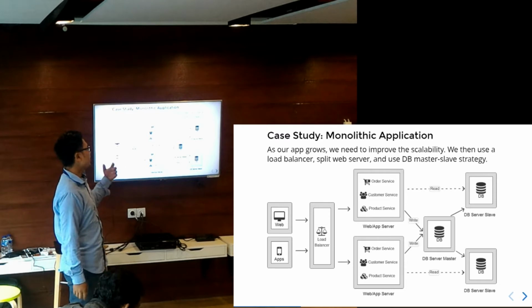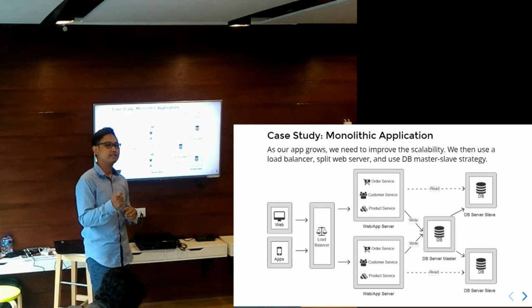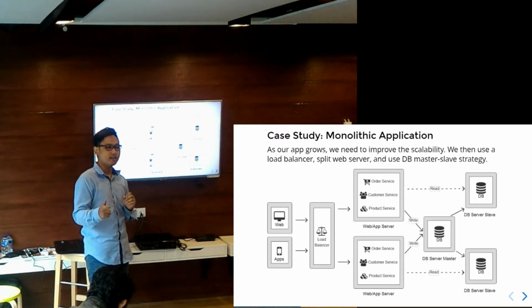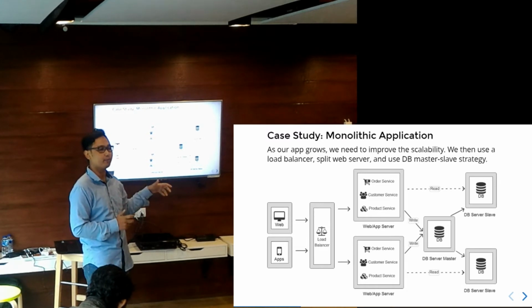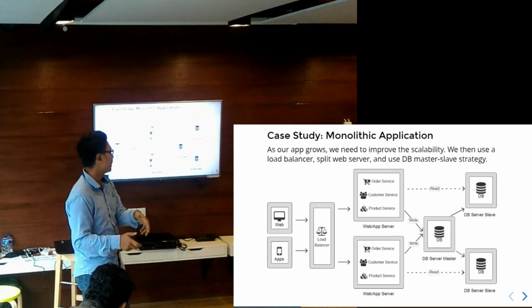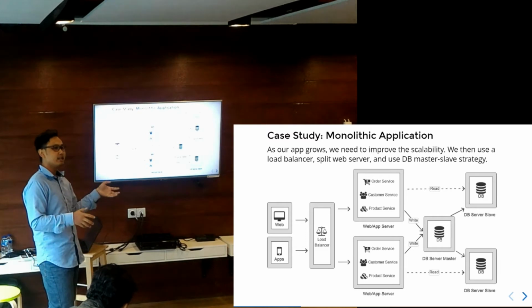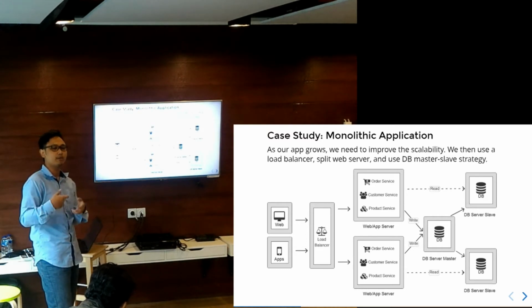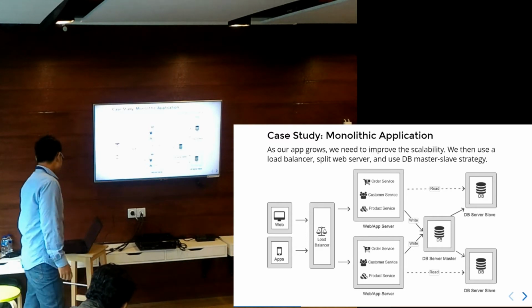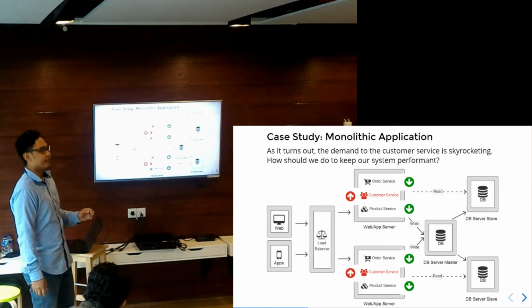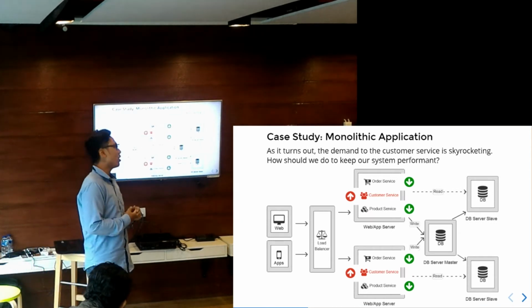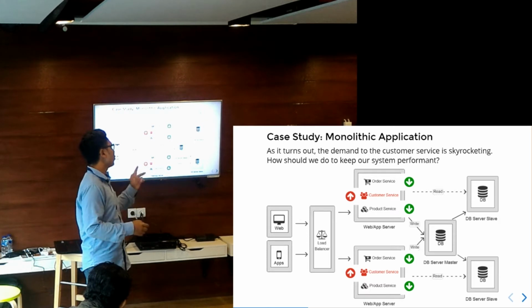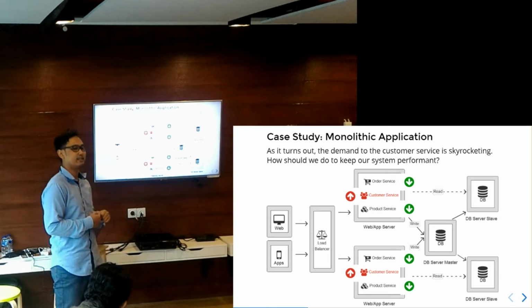We use master-slave strategy. The first database would be the master one. So we do a lot of write operations for this database, and the next 2 would be the slaves. You can use them for read-optimized operations. Okay. As you can see, the demand is only high on one service, which is the customer service.